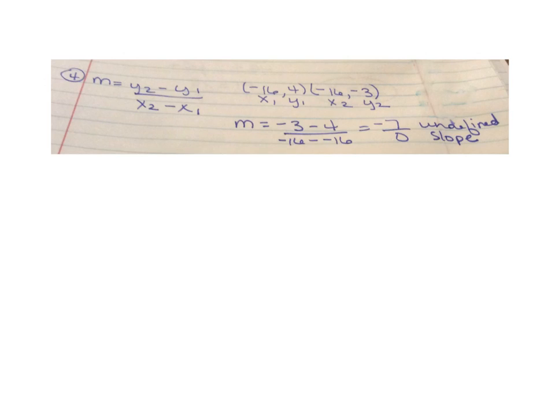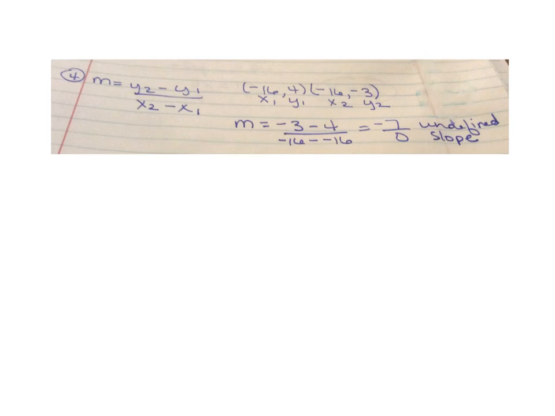All right, here's the answer to number 4. Slope formula, m equals y sub 2 minus y sub 1 over x sub 2 minus x sub 1. I labeled my points, x1, y1, x2, y2. I plugged in my numbers, negative 3 minus 4 on top, negative 16 minus negative 16 on the bottom.